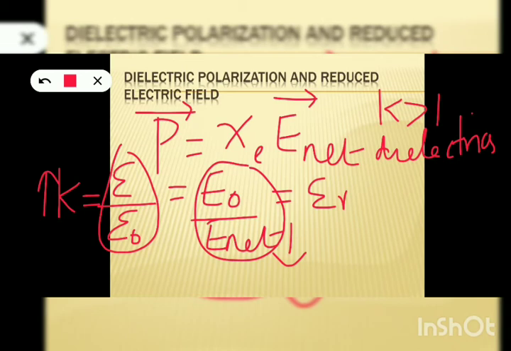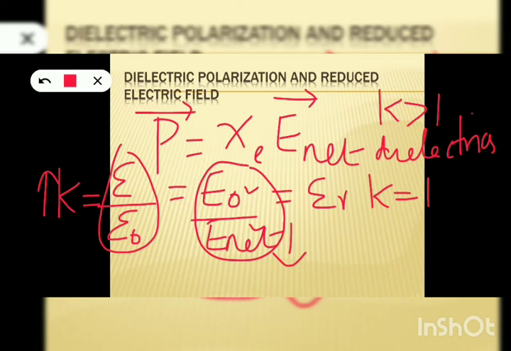For free space, what will be the value of K? For free space, this E net and E0 will be equal. Why? Because no dielectric is introduced between the plates. If it is free space, only air will be there in between the plates. So no induced electric field will be there to reduce that field. So the net electric field will be equal to the external field itself. So the ratio K will be equal to 1 for free space.